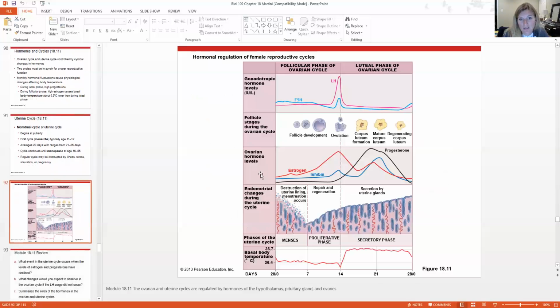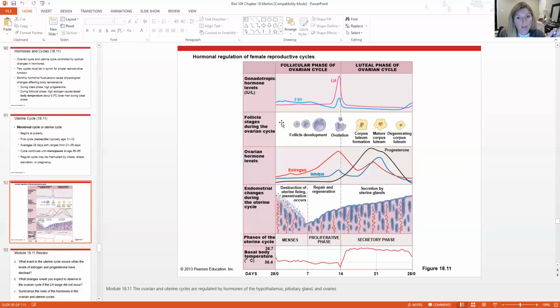So let's take a look at this regulation. This chart pretty much summarizes all of it. You have your GnRH levels, FSH and LH, pretty constant, and then just before ovulation, FSH is dropping, LH is surging. Remember, LH is what's causing ovulation to happen, right? It's kind of the cheerleader of ovulation. And then just after ovulation, that drops.